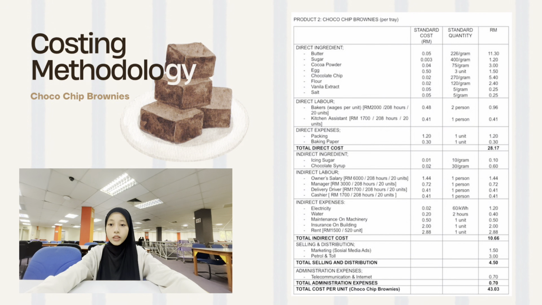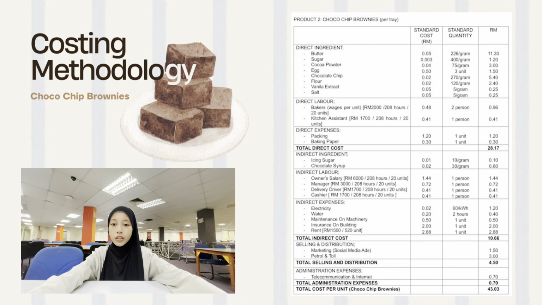For manager, 3,000 over 208 hours over 20 units, so the standard cost is 0.72, standard quantity is 1%, and the total is 72 cents. The delivery driver is 1,700 over 200 hours over 20 units, so the standard cost is 0.41, standard quantity is 1%, and the total is 41 cents. For the cashier, it's 1,700 over 208 hours over 20 units, so the standard cost is 0.41, standard quantity 1%, and the total is 41 cents.